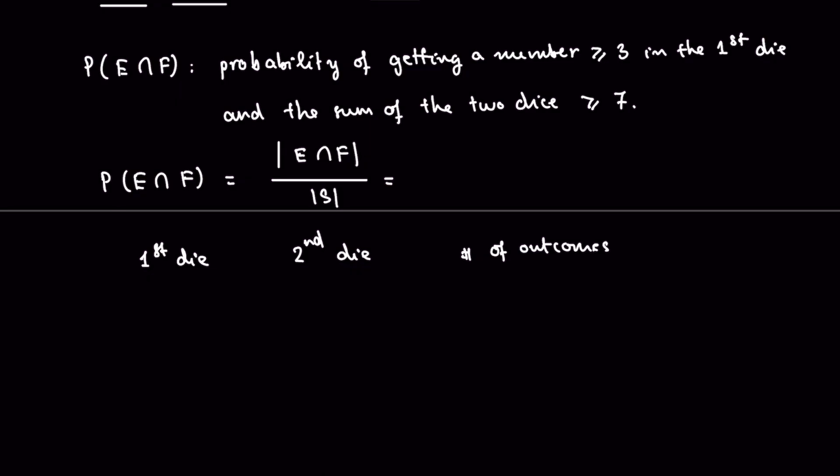So on the first die, you want a number that is greater than or equal to 3. And at the same time, the sum of the two dice is going to be greater than or equal to 7. So if the first die is 3, the second die has to be either 4, 5, or 6. So there are 3 possible outcomes because 4 plus 3 equals 7, 5 plus 3 equals 8, which is greater than 7, and 6 plus 3 is greater than 7 as well. So there are 3 possible outcomes.